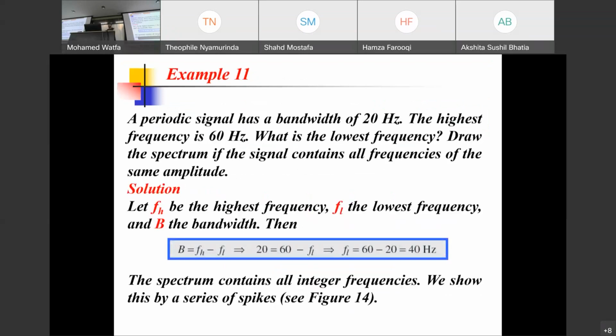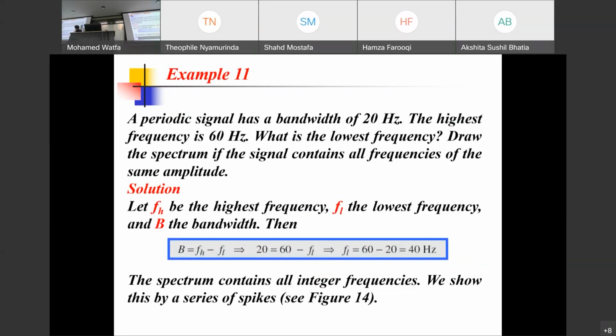So one more time, now we have a periodic signal that has a bandwidth of 20. The highest is 60. What's the lowest? Of course, the lowest is 40, because 60 minus 40 is 20. So you should be comfortable with this. Don't panic. Oh, it's easy. You give me this, I get that.